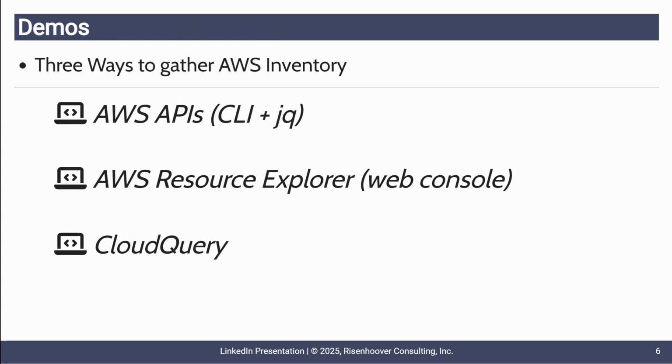So here are the three demos that we're going to do in this video. The first is we're going to use the AWS CLI. We're going to use that as a way to simulate what you might do with API calls in something like a Python or a PowerShell script, and we'll pretty that data up by using a tool called JQ. Then we'll log onto the web console and take a look at the AWS Resource Explorer. And then finally, I'll show you Cloud Query running from one of my Linux systems in my lab.